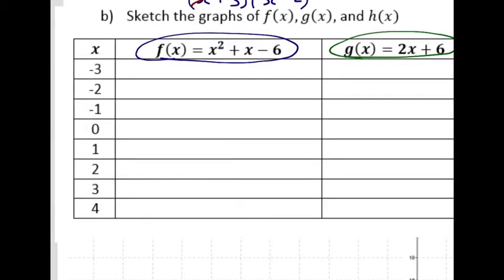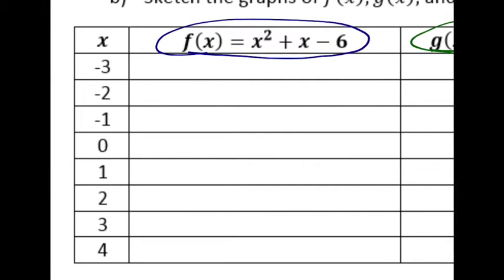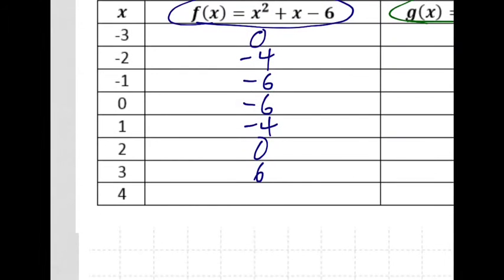Okay, so f of x evaluated at negative 3, what does that equal? 9 minus 3 is 6, minus 6 is 0. Good. Okay, next one. 4 minus 2 is 2, minus 6 is negative 4. Good. 1 minus 1 is 0, minus 6 is negative 6. 0 plus 0 minus 6 is also negative 6. And then 16 plus 4 is 20, minus 6 is 14.